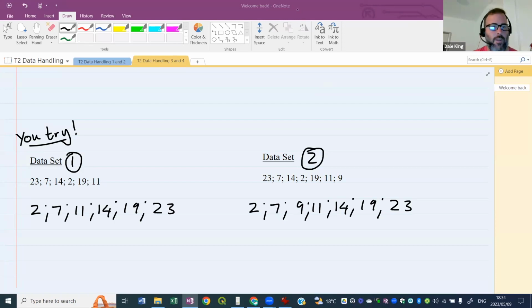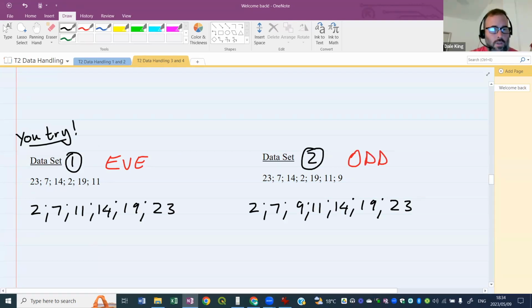Okay. All right, let's have a look. I've got the two data sets in order now. And just like the previous example, one has an odd number of numbers and one has an even. So I'm going to check and write it down. 1, 2, 3, 4, 5, 6. So this one on the left is the even one. 1, 2, 3, 4, 5, 6, 7. And the one on the right has an odd number of values in there.